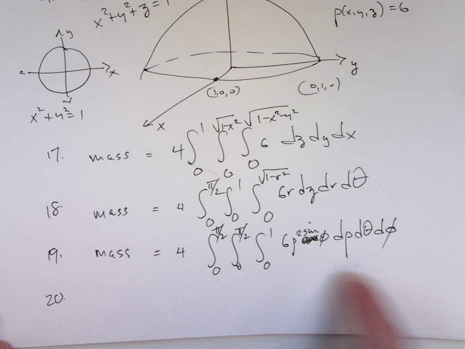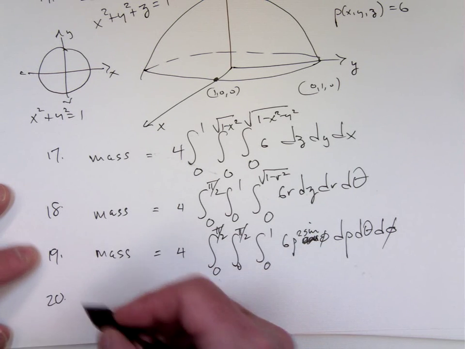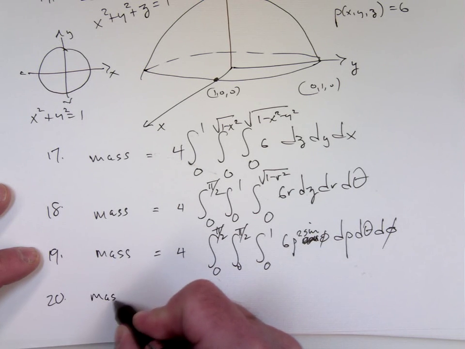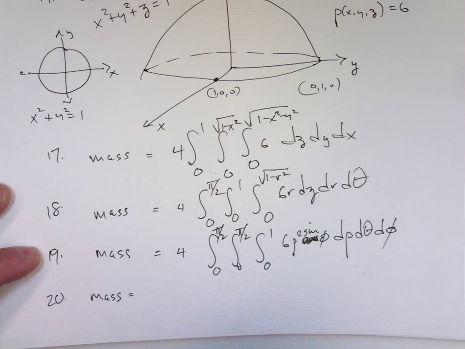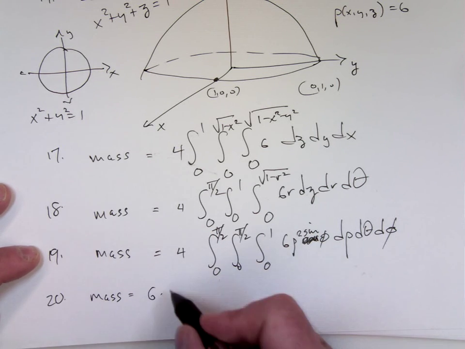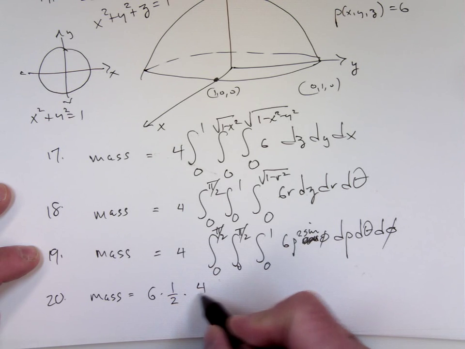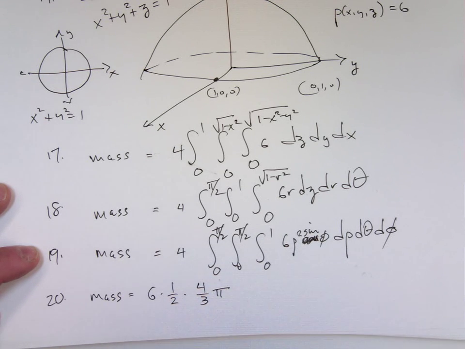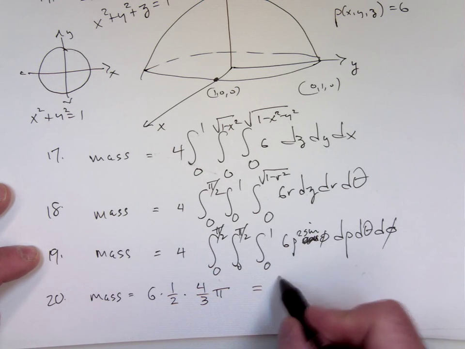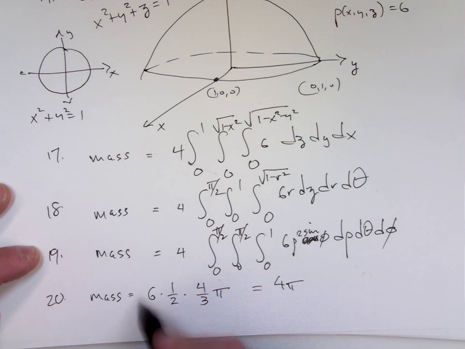But a fourth way is the best way of all. It's a constant density. Just use the volume of a sphere. Okay, so the mass of this sphere would be its density function times its volume. It's a hemisphere, so it's 1/2, 4/3 pi r cubed. R is 1. So the answer would be 4 pi. Just cancel out the 6's and get 4 pi.